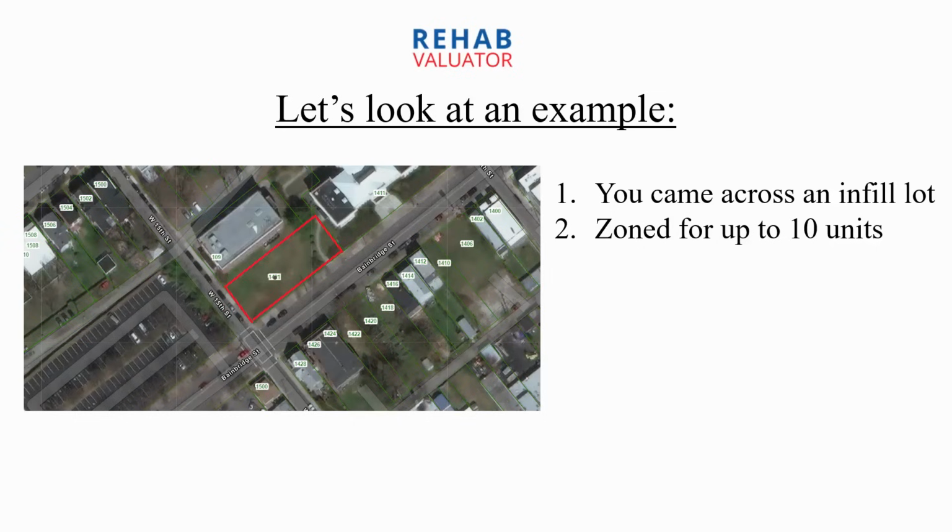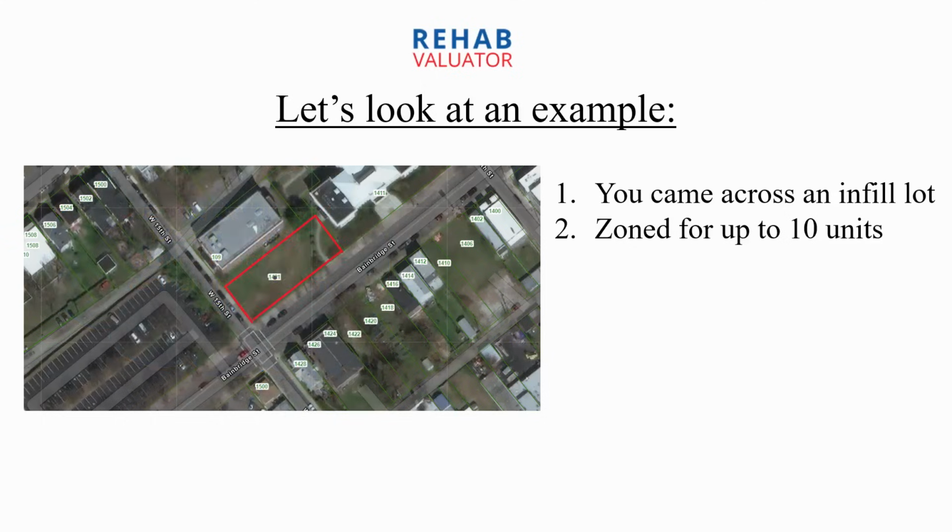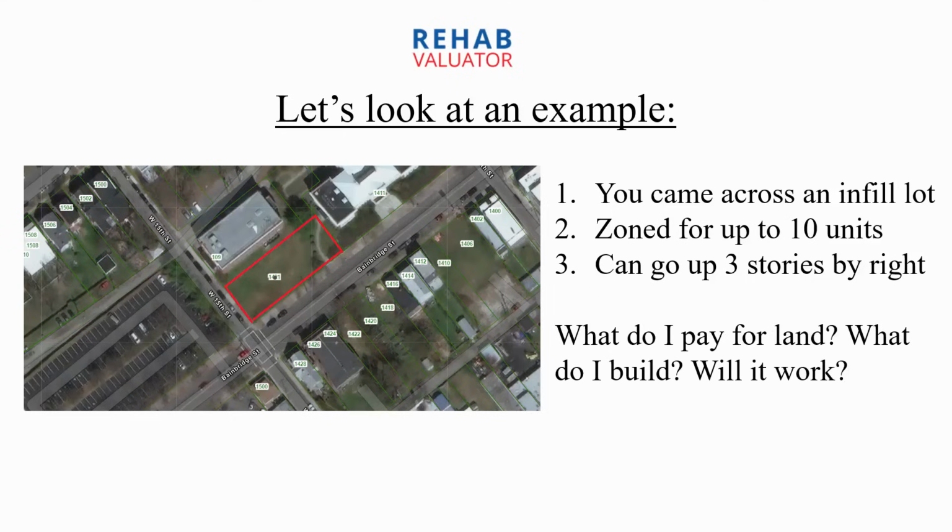So the first thing I'm going to do is look up my zoning, and I'm going to see that this lot is zoned for up to 10 units. Now, I have another video on my YouTube channel where I cover how to rezone something and the various options you have for rezoning, and I'll link to it here. But in this case, let's assume it's already zoned for 10 units, and I'm not going to try to rezone it to get more density out of it. As I look at my zoning, I can see that per the zoning code, I can go up to 3 stories by right. So now that I have that information, what do I pay for the land? What do I build? And will it work?